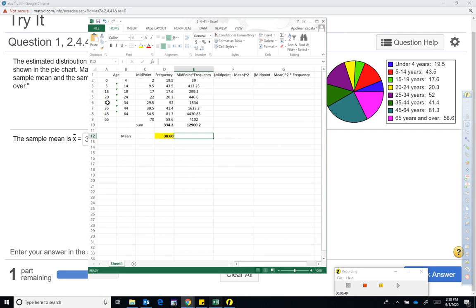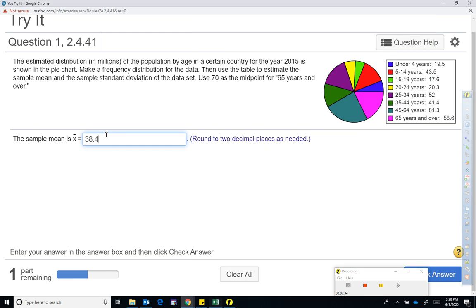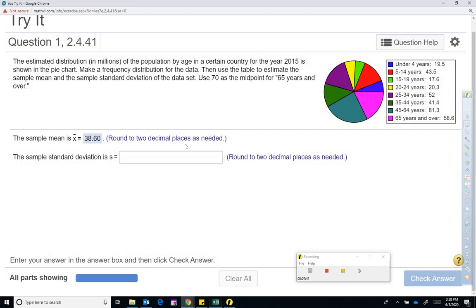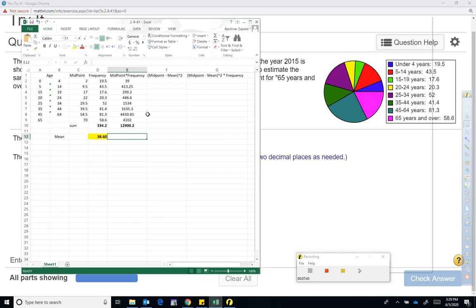Next one is 25.34, 35.44. Looks correct. That is the only mistake. So it's 38.60. So here is 60. And now it's correct. Now let's calculate the standard deviation. So to calculate the standard deviation, I need to subtract the mean from the midpoint and then take the square root of the result. Let's do it.